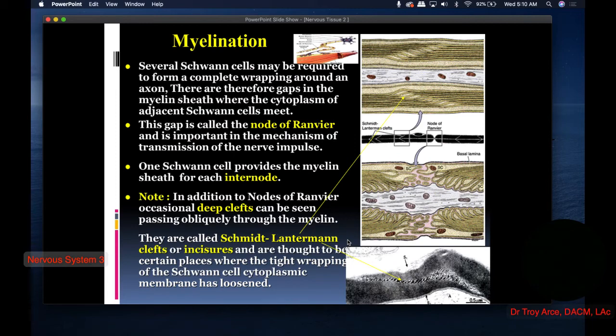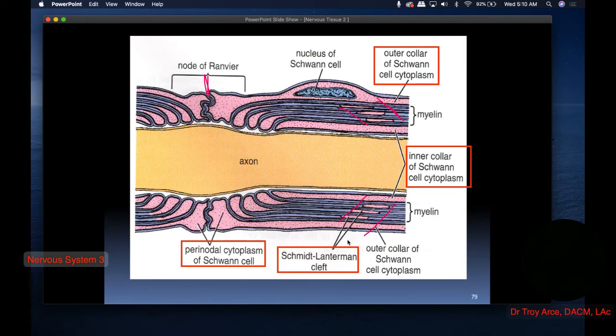One Schwann cell provides the myelin sheath for each internode. In addition to nodes of Ranvier, occasionally deep clefts can be seen passing obliquely through the myelin, and these are called the Schmidt-Lantermann clefts. So there's another picture of it. You can see the slanting of the Schmidt-Lantermann clefts, and then on the top portion of the axon you have the node of Ranvier. And of course, on the outside, you have the nucleus of the Schwann cell, which is on the outer layer.